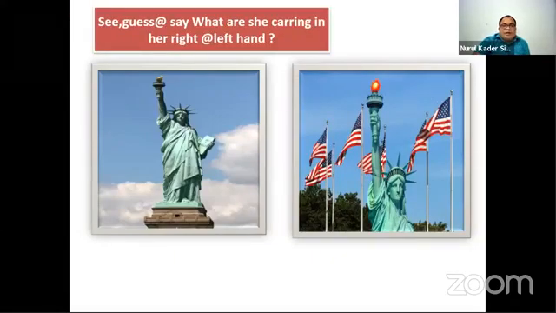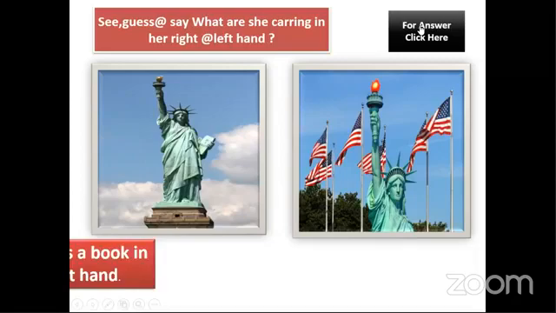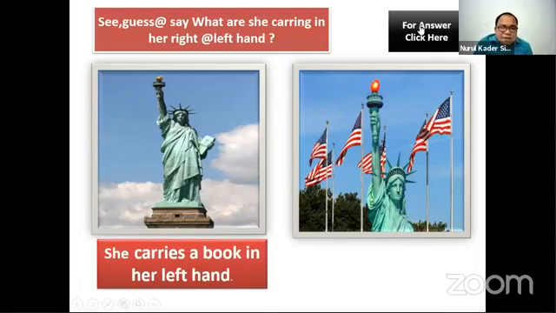See, guess and say, what is she carrying in her left hand and right hand? Firstly, we are discussing the first picture. In the first picture, the Statue of Liberty carries or holds something in her left hand and right hand. In her right hand, what is she holding? A torch. Book. She carries a book in her left hand.